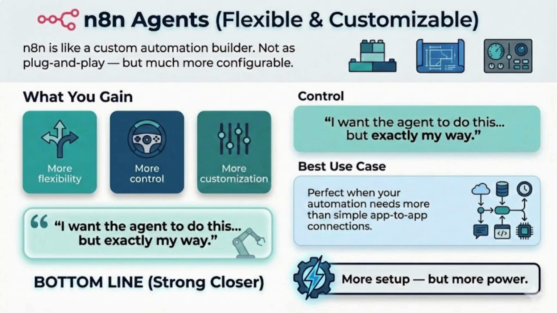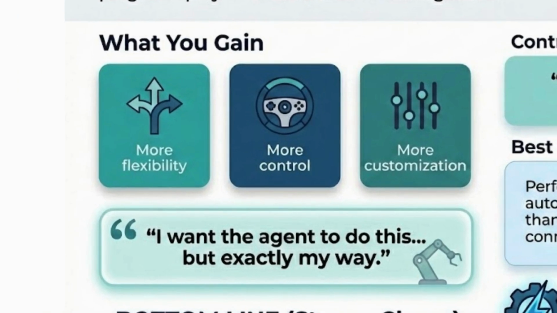Now let's talk about n8n agents. If Zapier feels like a smooth, ready-made solution, then n8n feels more like a custom automation builder, like a workshop. Zapier is more plug and play. n8n is more build the way you want. And that difference is very important because n8n is made for people who want more flexibility, more control, and more customization. So instead of the platform guiding you heavily, n8n gives you freedom.